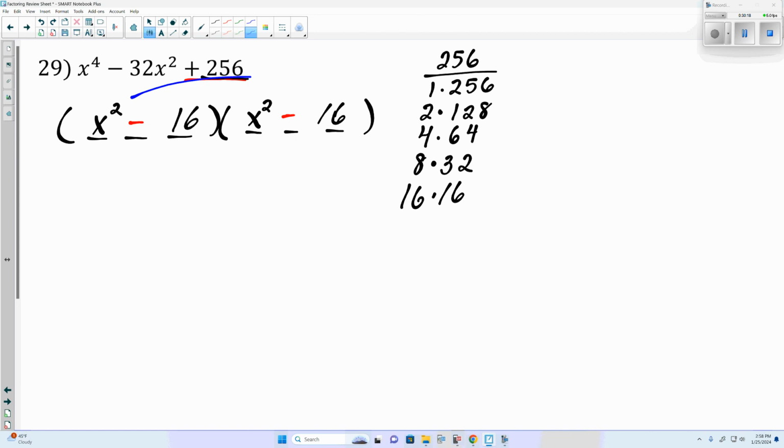And we can check this here. x squared times negative 16 is negative 16x squared. Negative 16 times x squared is negative 16x squared. And negative 16x squared minus 16x squared is negative 32x squared. Is that the middle term we wanted? Yeah.